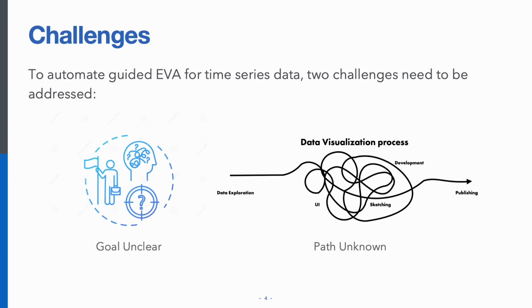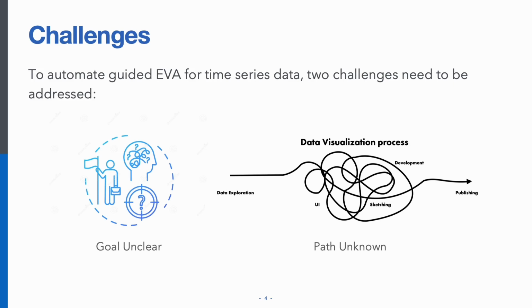Typically, an analyst starts EVA without a clear exploration goal until he or she learns more about the data. Thus, interesting data insights should be automatically extracted and recommended to users, providing a first glance at data and helping develop a clear goal. The second is path unknown.